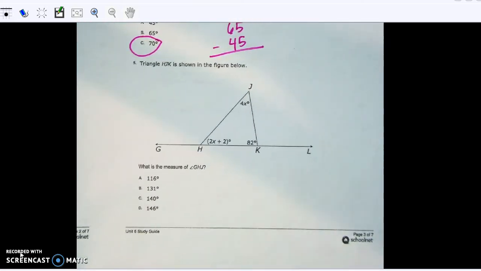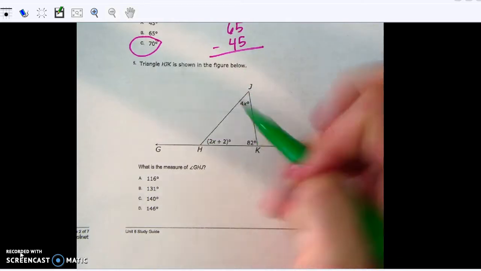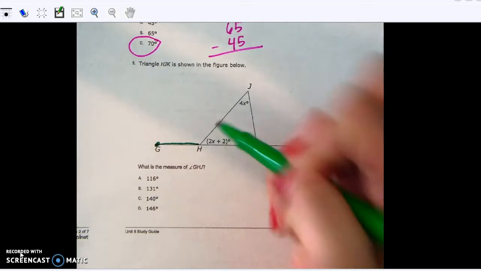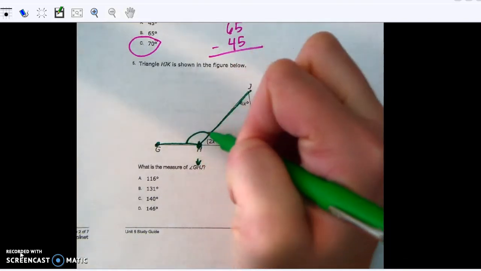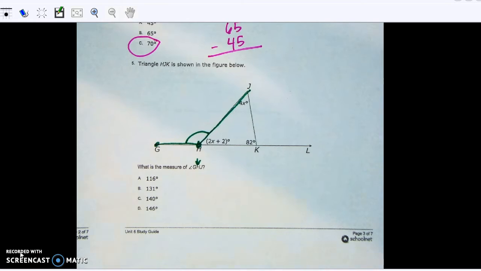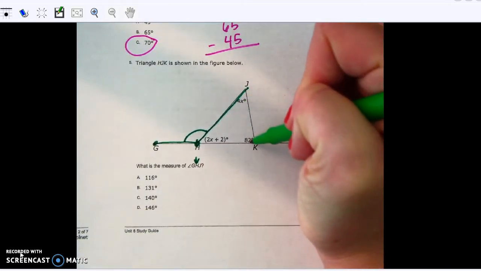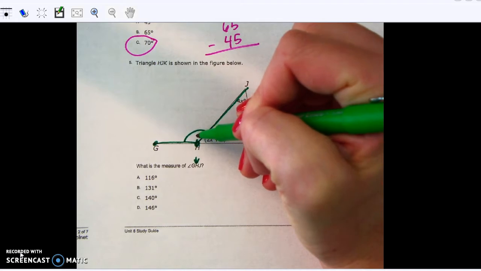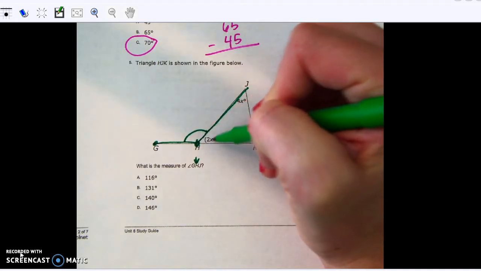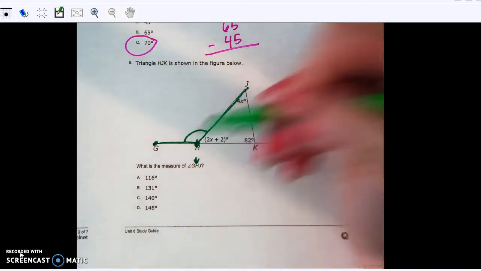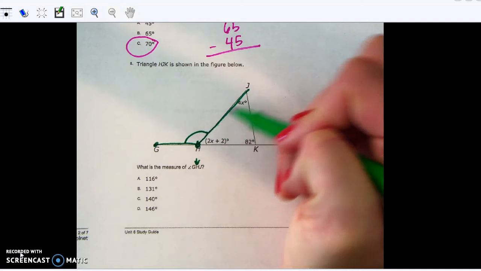For the next one, this triangle HJK is shown in the figure below. What is the measure of, here's G, H, J. Remember, the middle letter is always your vertex. So I'm trying to find the measure of this exterior angle. Two ways I could do this. I know that 4x plus 82 gives me the measure of the exterior angle. I also know that 2x plus 2 and this angle are supplementary, so they add to 180. But it looks like the first thing I need to do is figure out what x is.